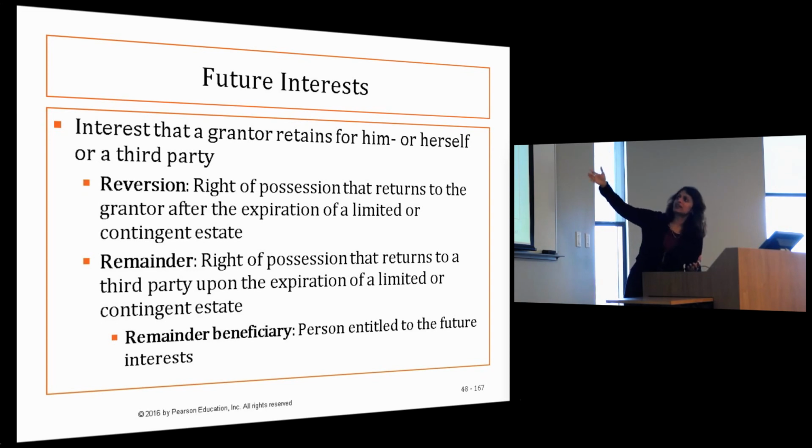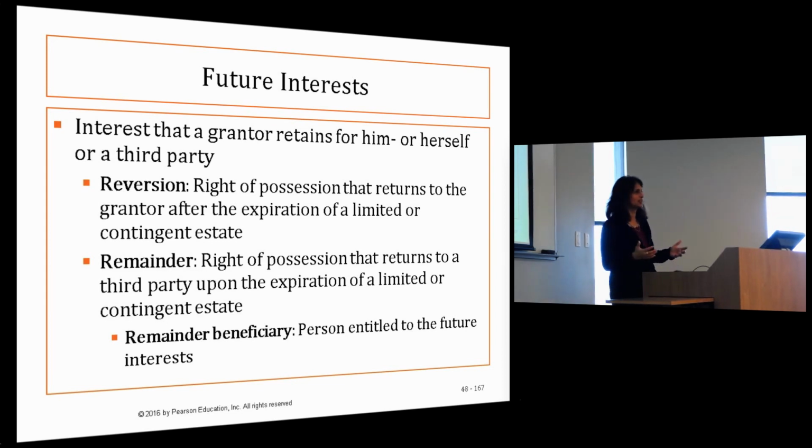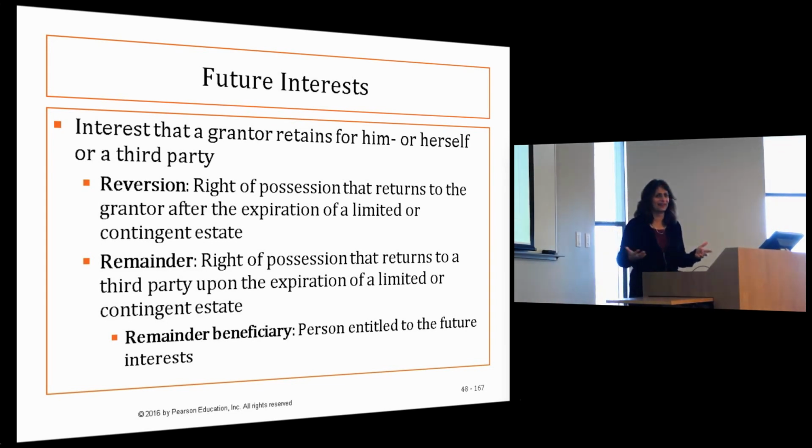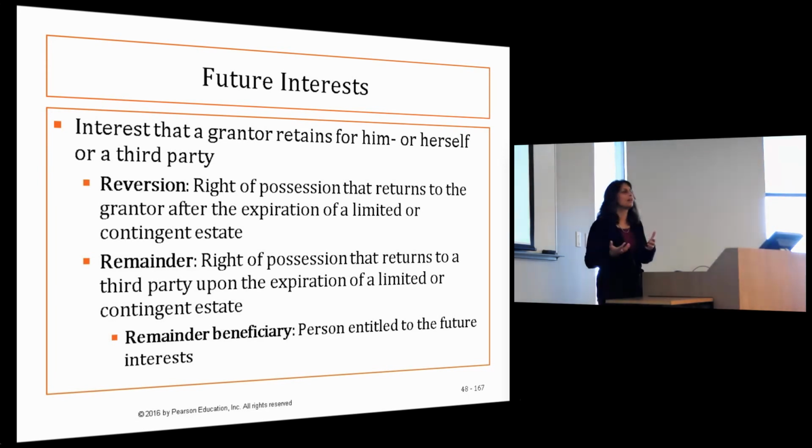Reversion is a right of possession that returns to the grantor after the expiration of a limited or contingent estate. You can see that there are a lot of words there. Real quickly, for example, let's say I own a lot of property, and my poor brother hasn't made much of his life. And I say, you know what, you can live there. And let's say my brother's a lot older than me. But I'm going to say you only have a life estate. After your life, it comes back to me. That is a reversion, right?